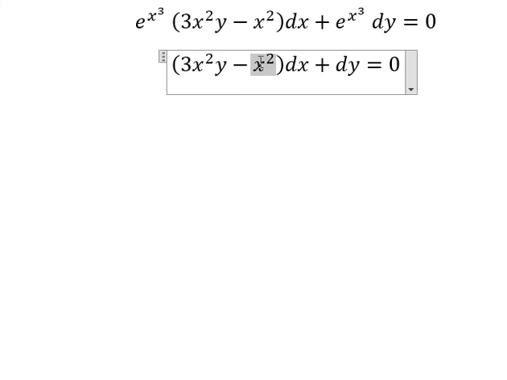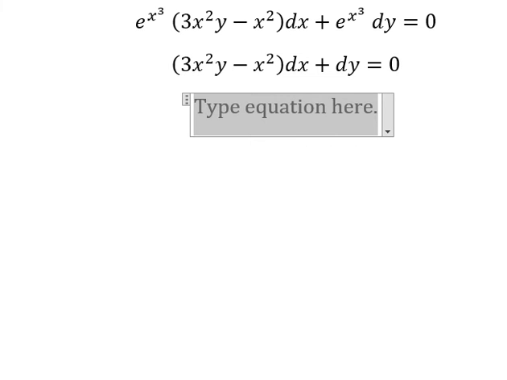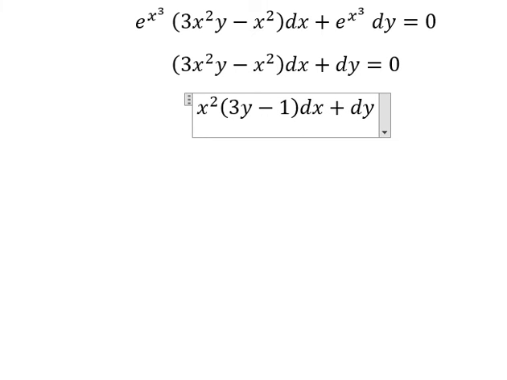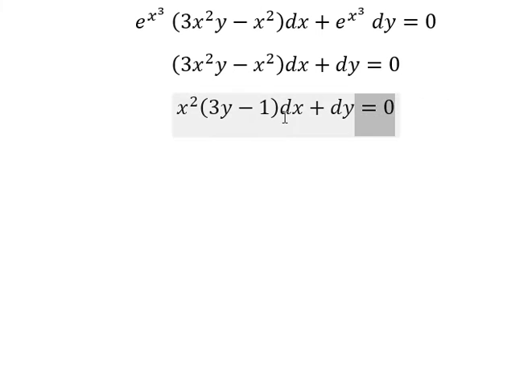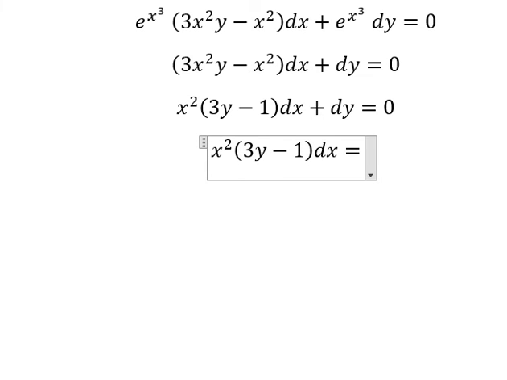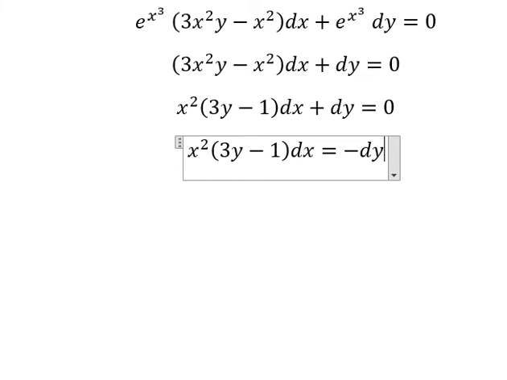Next, we have s squared. We can do factorization. Next, dy will go to the right. And we have negative dy. Later, we divide both sides by 3y minus 1.